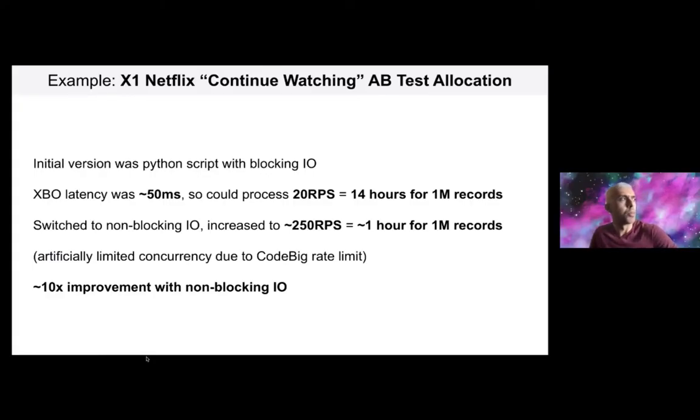But I ended up switching to non-blocking IO in Python, which I had never done before. It was a little tricky to get it working at first, but once I did, I was able to get the throughput up to 250 requests per second, which allowed me to finish 1 million records in about an hour. Even the 250 was an artificial limit, because I think XBO would only give me 50 concurrent connections, and that's the furthest that I could push it. Either way, it was over a 10x improvement in my throughput, which allowed me to meet my requirements for the allocation time and have a single script that I could hack on as necessary. So I thought this worked pretty well.